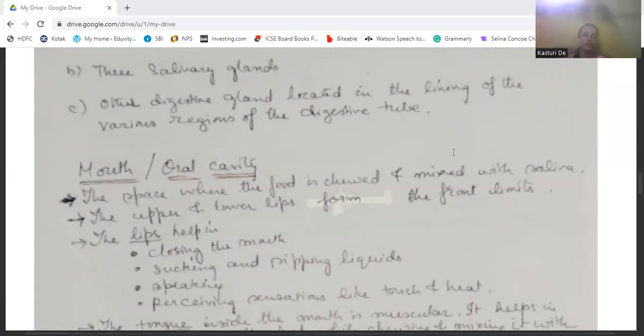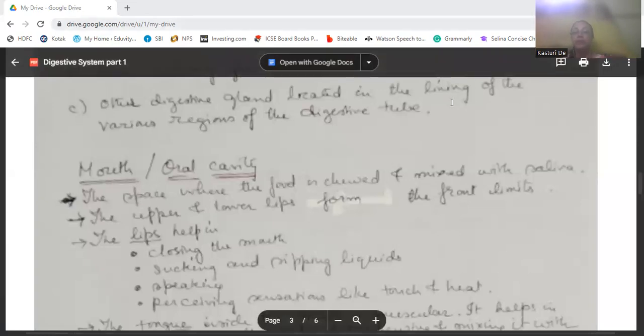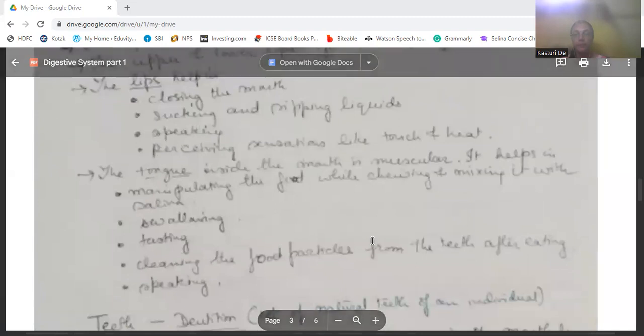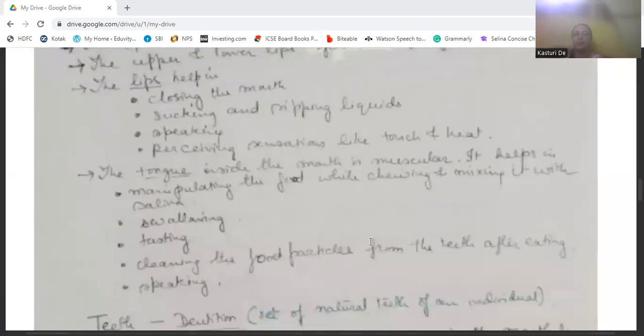What is the function of the lips? Closing the mouth, sucking and sipping liquids, when we sip the liquid through a straw or from a cup or a glass. Speaking is also helped by the lips. Then perceiving sensations like touch and heat. Okay. Then comes the tongue.